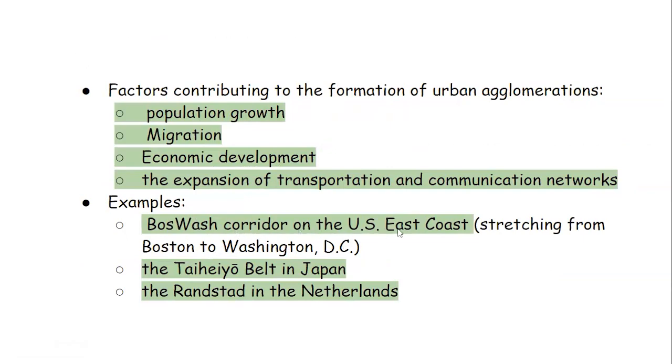Bos-Wash corridor on the US East Coast. Bos-Wash corridor means it's stretching from Boston to Washington DC, and the Taiheiyo belt in Japan, and the Randstad in the Netherlands. So these are some examples of urban agglomeration.